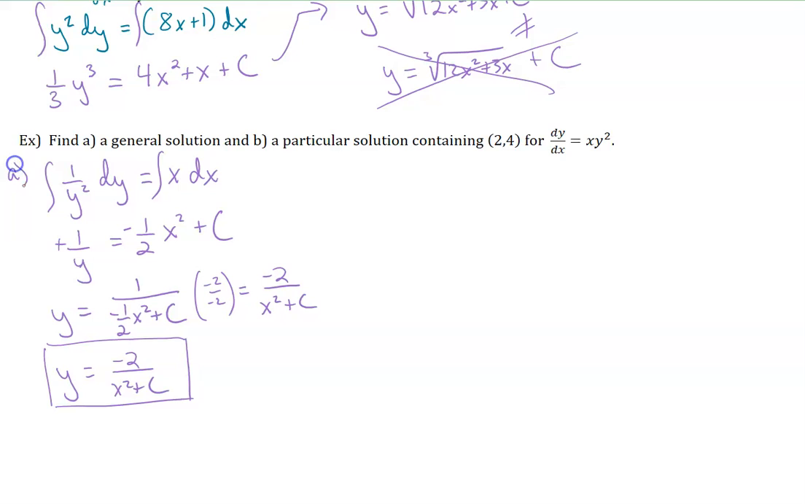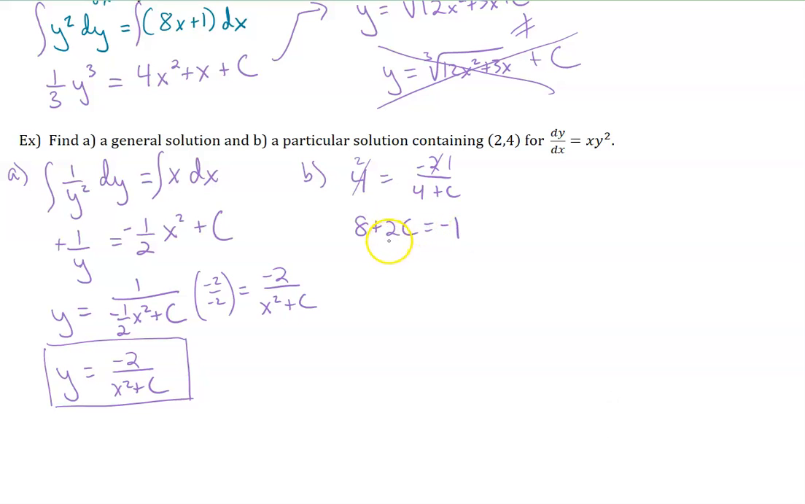So let's label this. This is part A. This is part B. So 4 goes in for y: 4 equals -2 over 2 squared, which is 4, plus c. So let's go ahead and multiply by the denominator over here, and we get 8 plus 2c equals -1.